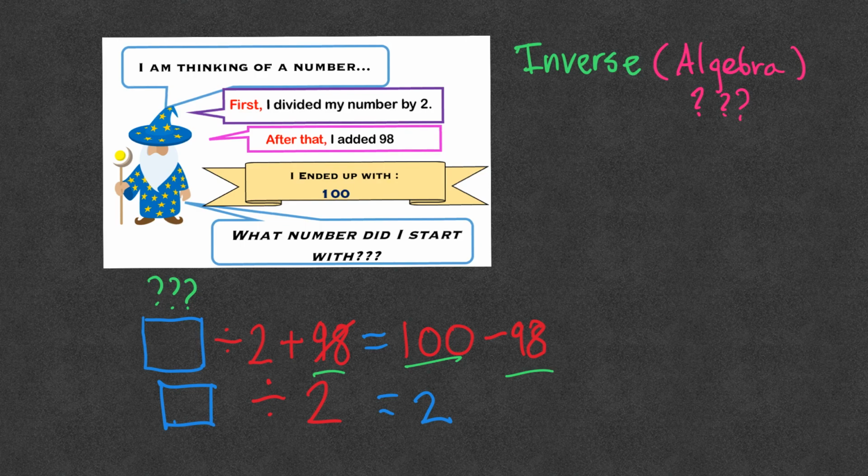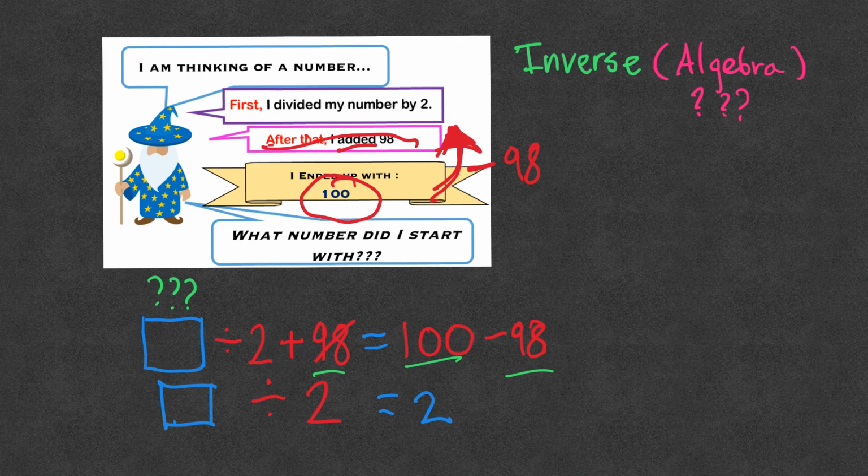So what I've done effectively is I've done the inverse of this. Because if the wizard added 98, I want to do the opposite of what the wizard does. I want to undo it step by step. So first I remove that part. 100 take away 98.